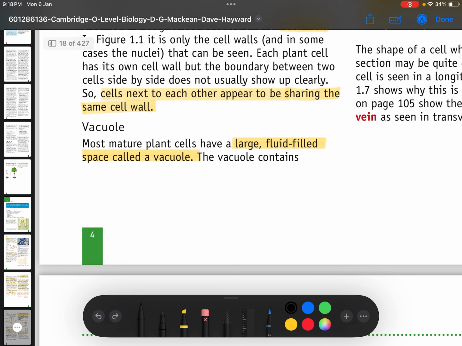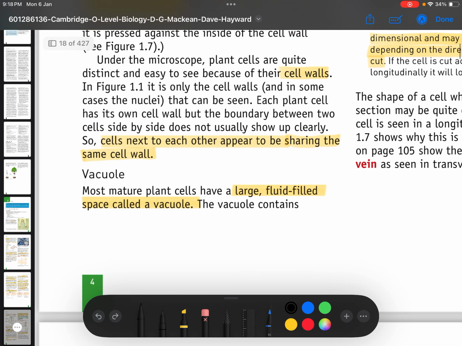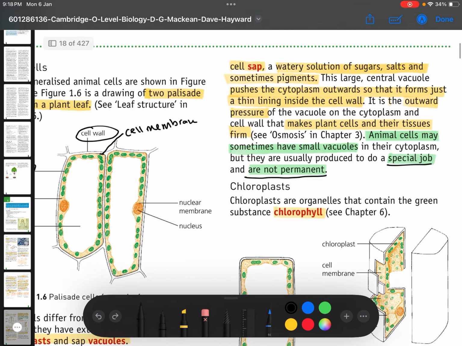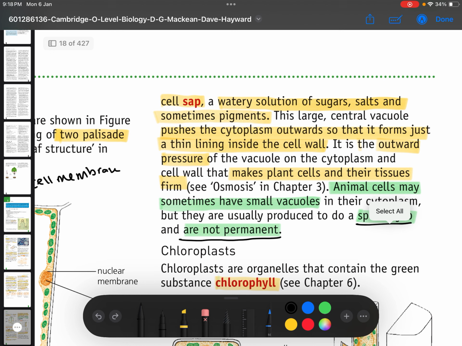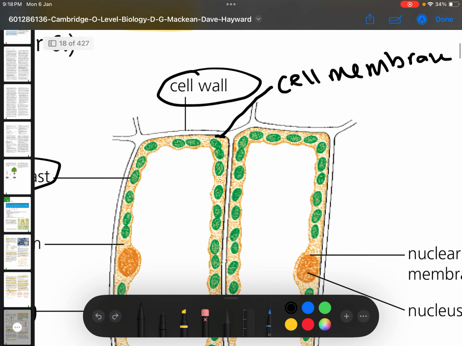So moving on to vacuole, its large fluid-filled space is called vacuole. The vacuole contains mainly watery solution, sugars, salts. Mainly it contains water. And you could also call the vacuole sap or just vacuole. Both words are correct as well. And as we discussed, it pushes the cytoplasm outwards. You can see this orange color cytoplasm which is present here is being pushed outwards. It's not in the middle anymore. It's being pushed outwards. Why?